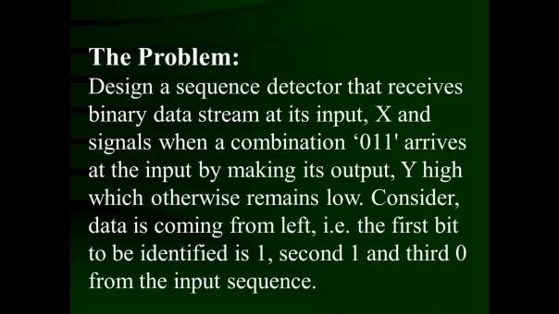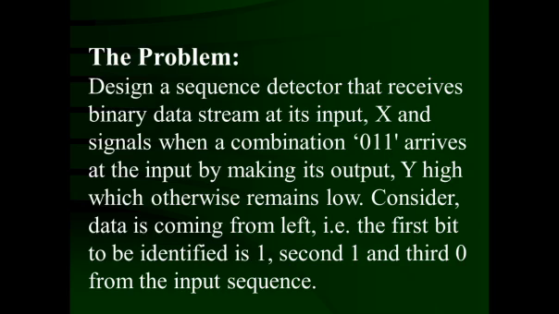And what do you require at the output? You require the sequence 0 1 1. This combination of the binary data in a sequence is what you require. That means the first bit which arrives should be detected, and it can be anything, 0 or 1. The second bit also can be anything, 0 or 1.